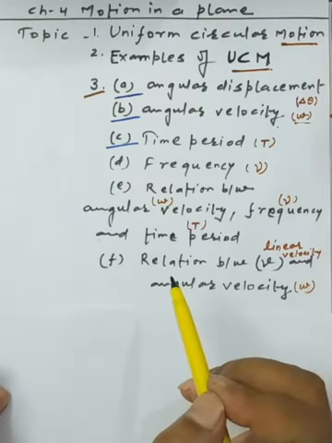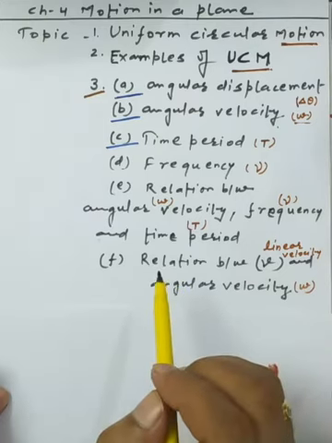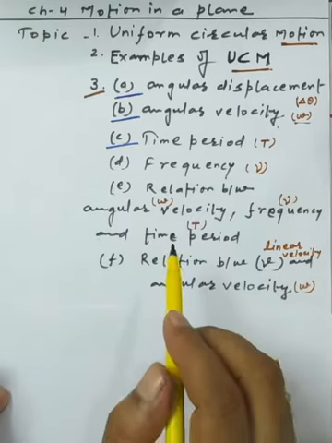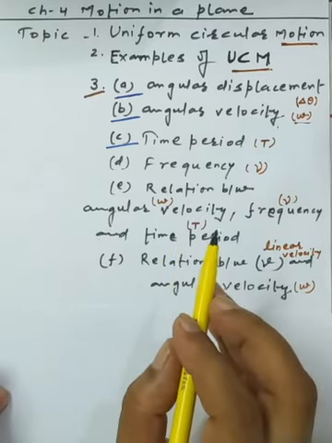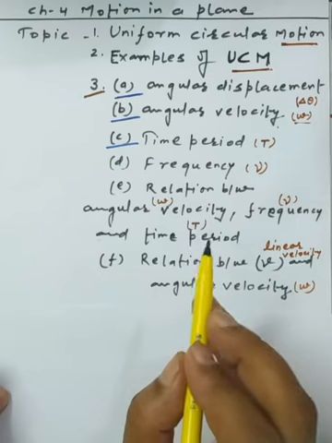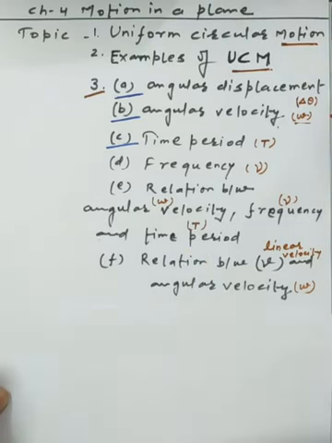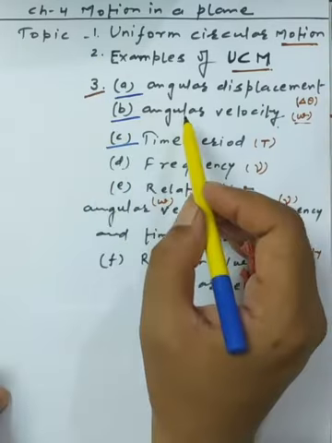Later on, we will discuss the dynamics of uniform circular motion with reference to centripetal acceleration, its derivation, and its direction. Now, in the first lecture, I am discussing uniform circular motion. So what actually is uniform circular motion?